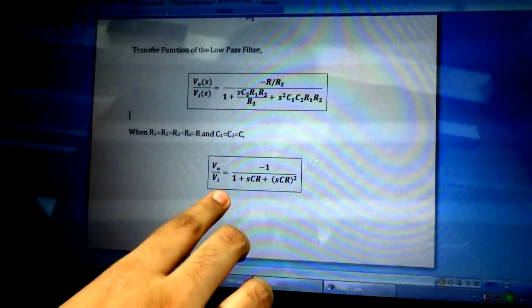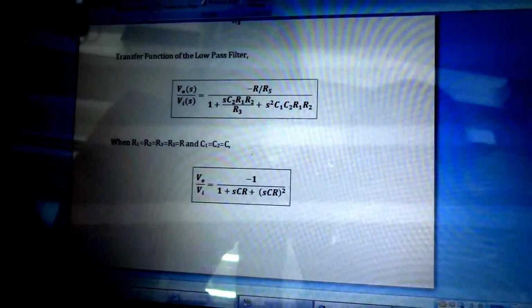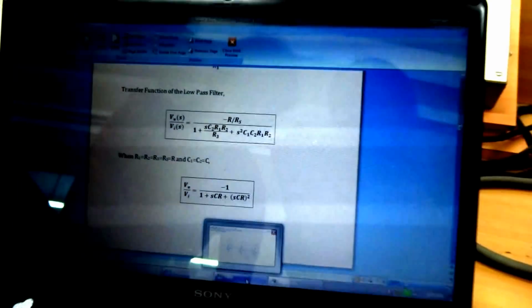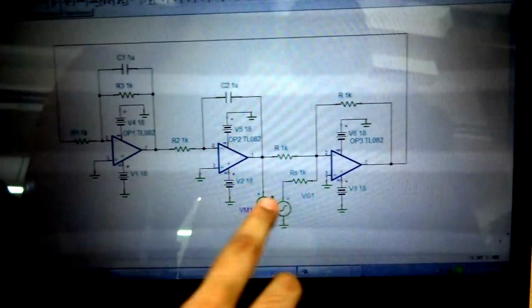When we equated the resistors and capacitors to a standard value, our transfer function is this. This matches with the exact transfer function. We use TINA software to simulate our circuit. This is the connection diagram, this is the input, and this is the output.